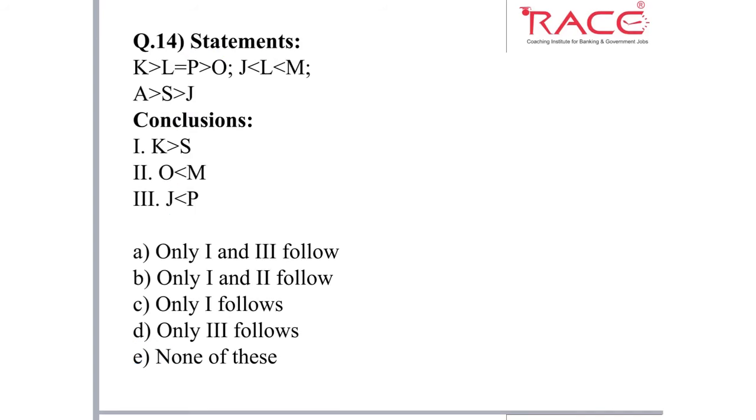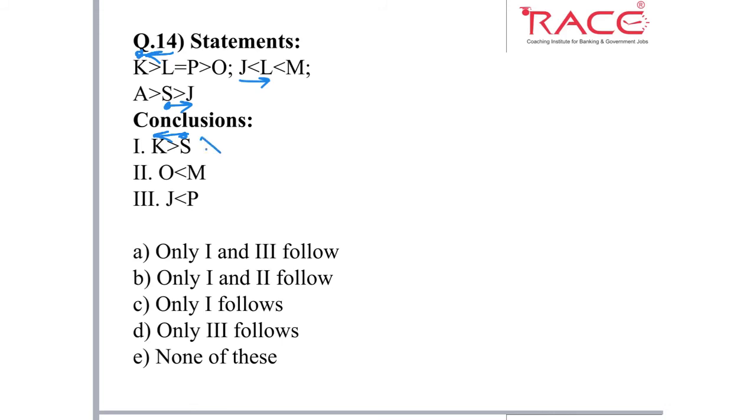Here, the first conclusion is from S to K. Where do we have S? In the third statement, and K in the first statement. Is there any link? No. So we have to move from S to J, J to L, L to K. From S to J, we initially have the opposite sign.